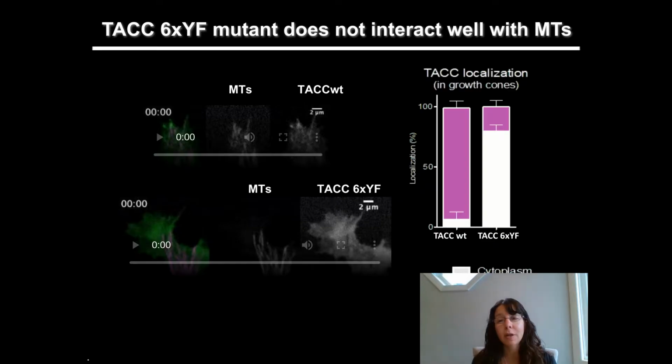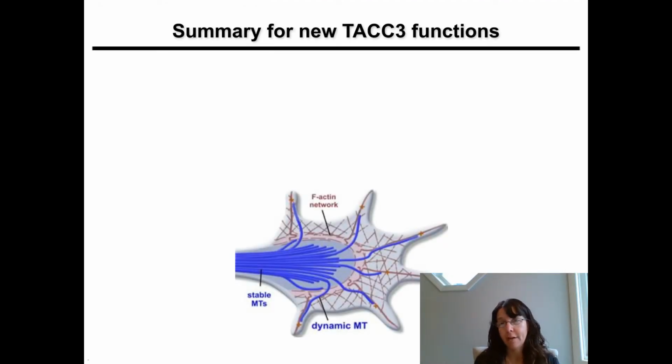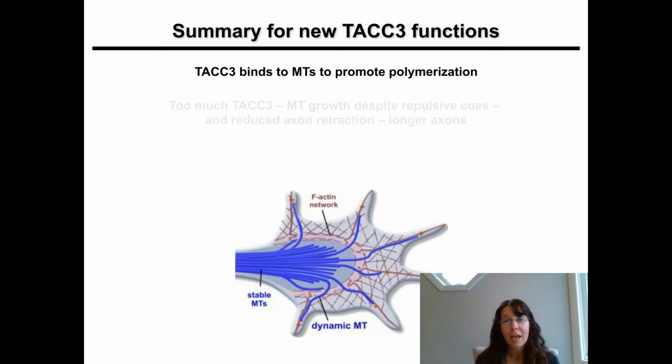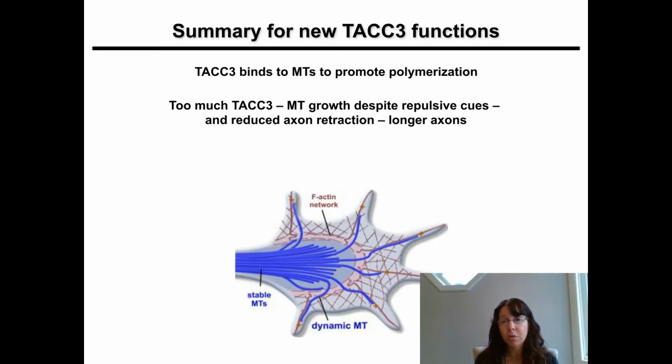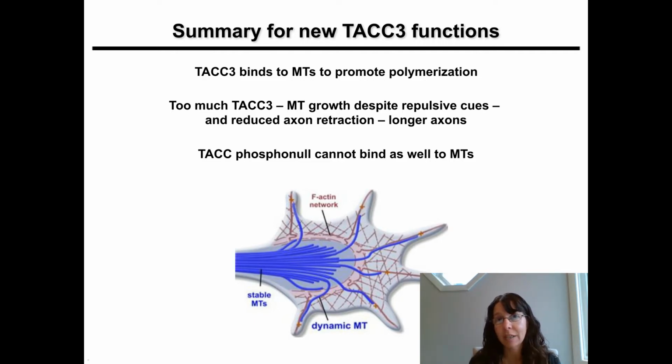Okay, so to summarize what I've shared with you about new TACC3 function. First, TACC3 binds to microtubules to promote their polymerization. Too much TACC3 leads to microtubule growth despite the repulsive cues and reduced axon retraction, and thus leads to longer axons. And the TACC phosphonull cannot bind as well to microtubules. So kinase signaling does indeed affect TACC's ability to bind to microtubules and regulate axon guidance. And future studies in my lab are continuing to dissect the mechanisms by which TACC3 is regulated during growth cone guidance.